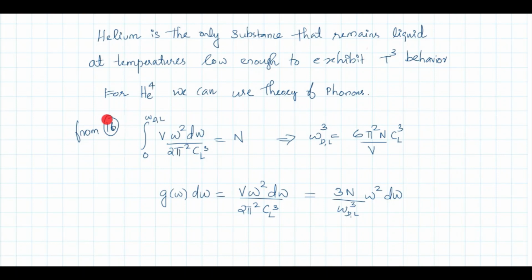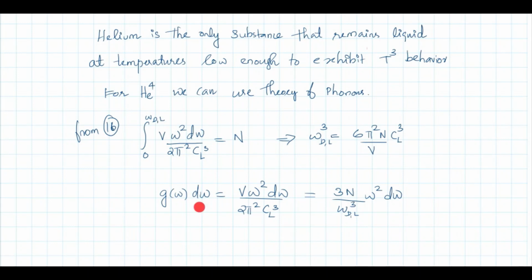So from equation number 16, for the longitudinal mode, the cutoff frequency is given by integral 0 to omega_dl of v omega square d omega by 2 pi square Cl cube equals n. There are only n longitudinal modes of vibration. Solving this, take 2 pi square Cl cube to the right hand side, v to the right hand side. Then omega square d omega becomes omega cube by 3. That 3 will go to the right hand side and becomes 6 pi square n by v Cl cube.